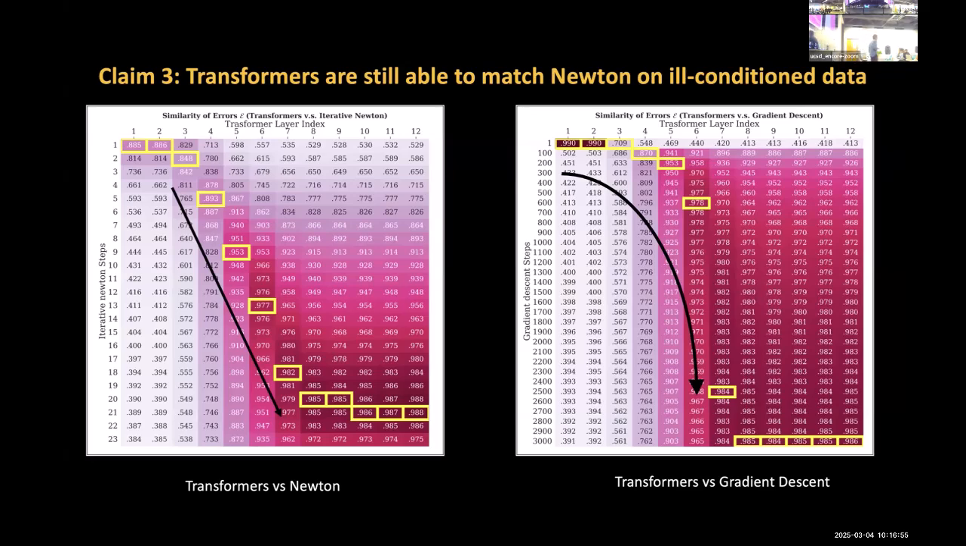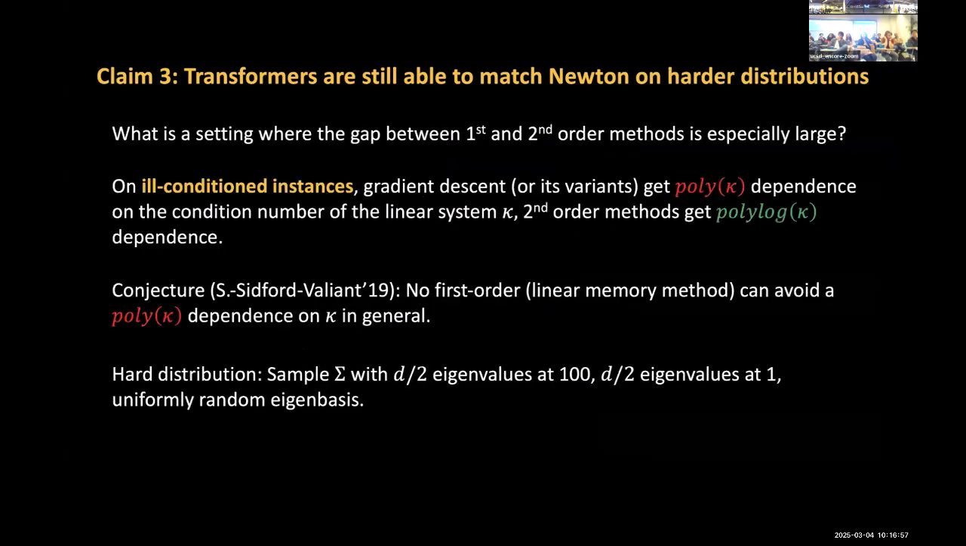Do you sample the sigma here? Yeah, for every sequence we sample a sigma, but the eigenvalues are fixed, so those are not sampled. The eigenbasis is sampled uniformly. And for testing it's the same? Yes, the same distribution.